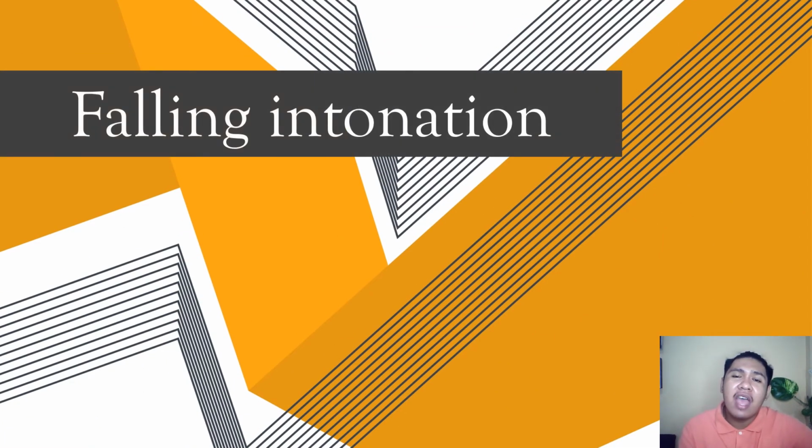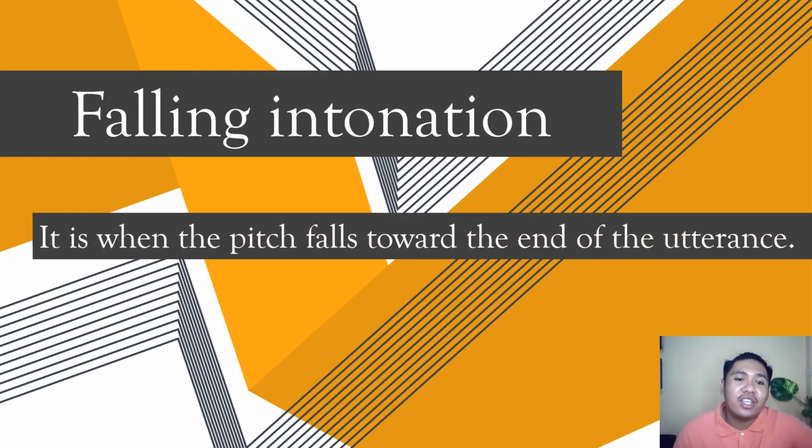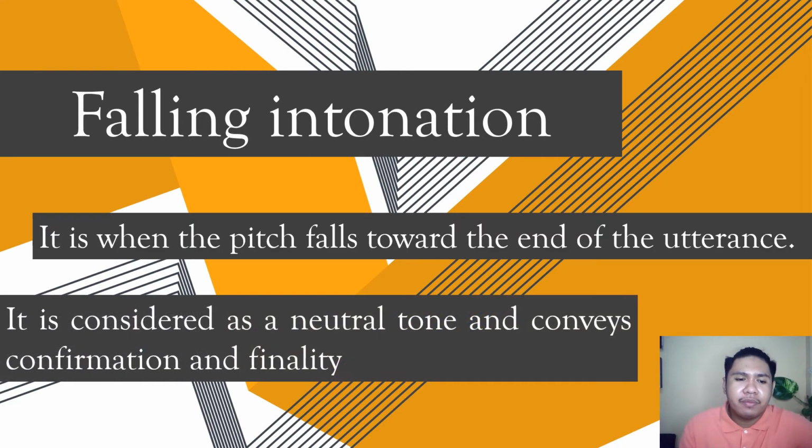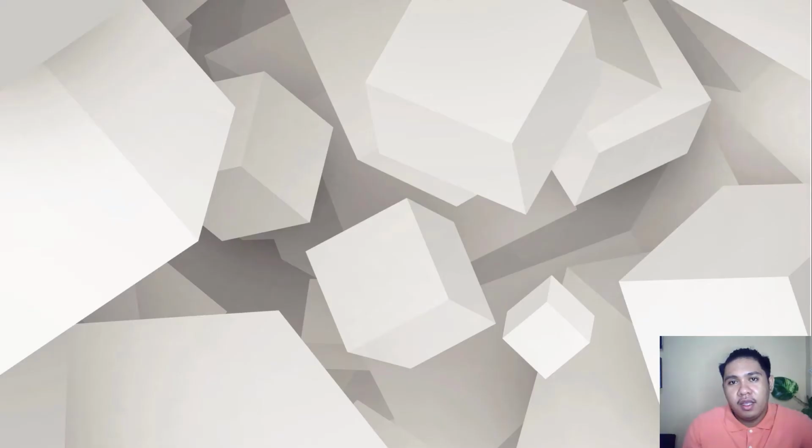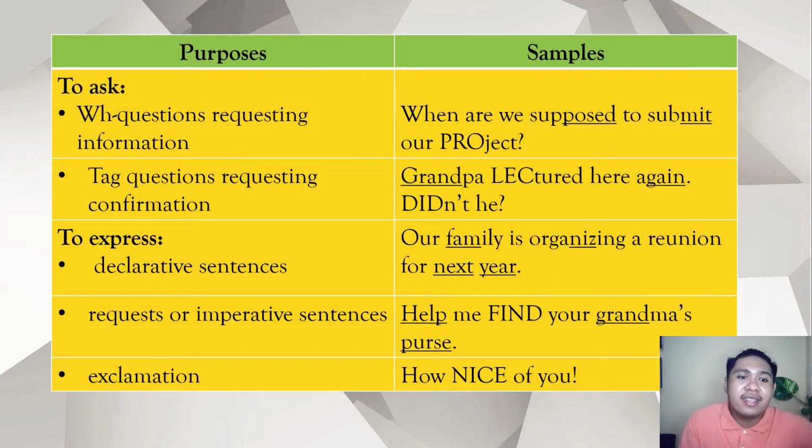So let's go to the falling intonation. What is falling intonation? Falling intonation is when the pitch falls toward the end of the utterance. It is considered a neutral tone and conveys confirmation and finality. Here are the purposes of falling intonation. You use it when asking WH questions requesting information. For instance, when are we supposed to submit the project? You see, it falls towards the end of the utterance.